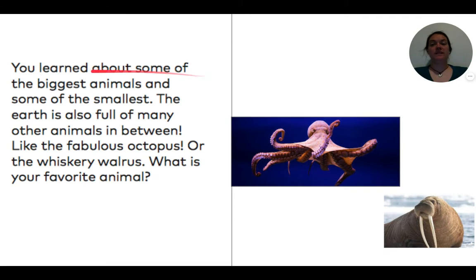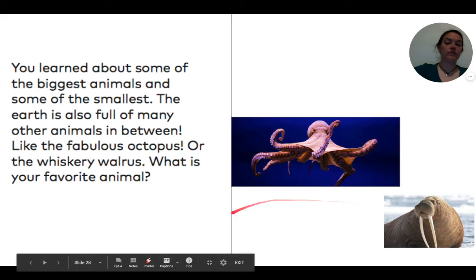You learned about some of the biggest and some of the smallest animals. The earth is full of many other animals in between, like the fabulous octopus. Look at this octopus. Or the whiskery walrus. Right here's the walrus. What is your favorite animal?